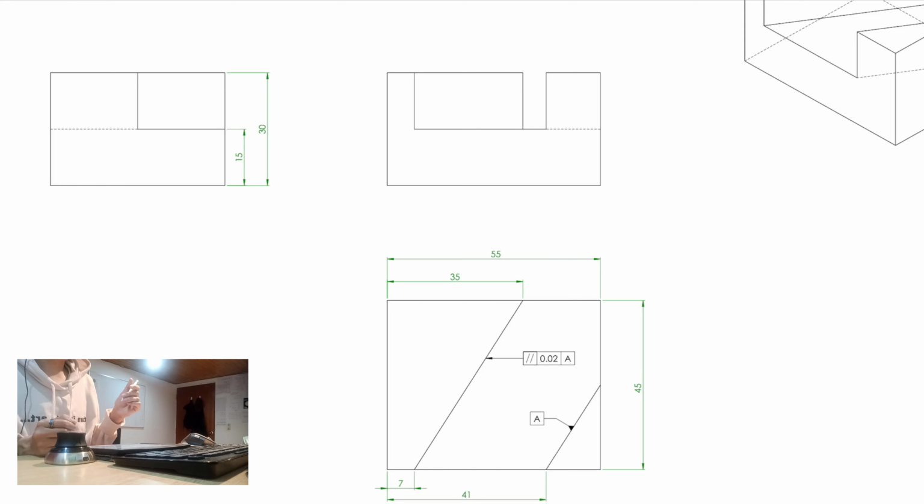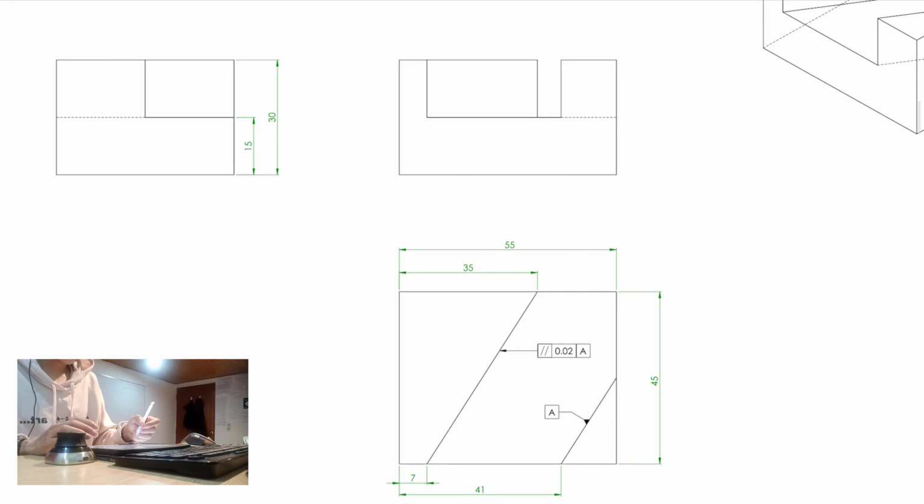So for now, we just need the dimensions of the box, which are 55 millimeters and 45 millimeters. This one and this one. And the extrusion dimension, 30 millimeters. After that, we just have to create this line and this line, then close the sketch for us to create the pocket, which is 15 millimeters. 30 millimeters minus 15.